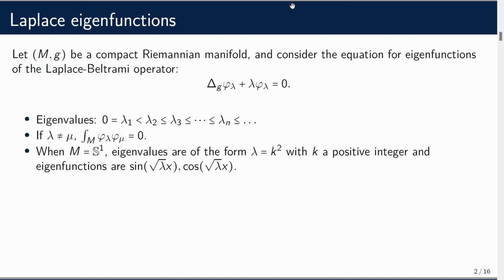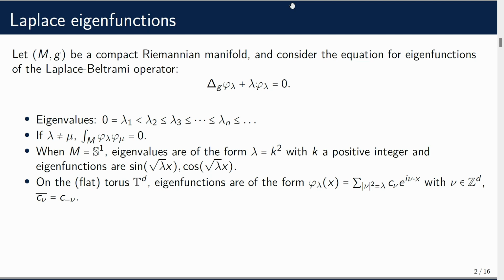So probably the easiest example of a manifold you can think of is a unit circle, in which case the eigenvalues are integer squared, and the eigenfunctions are, you can imagine, sine of square root of lambda x, cosine of square root of lambda x, and you can sum them together with some coefficients. Okay, so these are trigonometric polynomials, as simple as it gets.